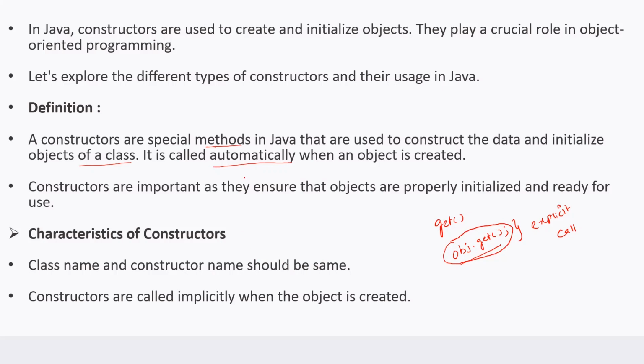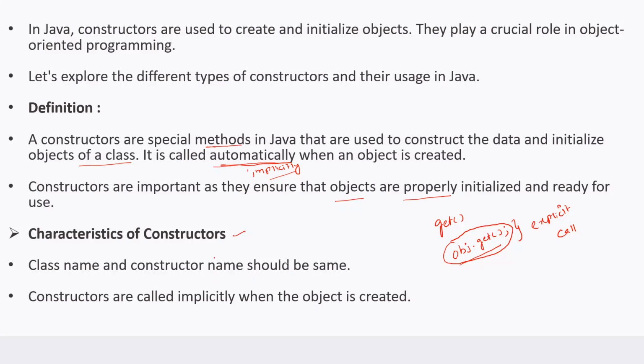So what they'll do is, the moment you create an object, the constructor gets called automatically. This concept I can say again, implicitly. So whenever you create an object, the constructor gets called implicitly, that is, automatically. And constructors are important as they ensure that objects are properly initialized and ready to use. Now there are some characteristics of constructors.